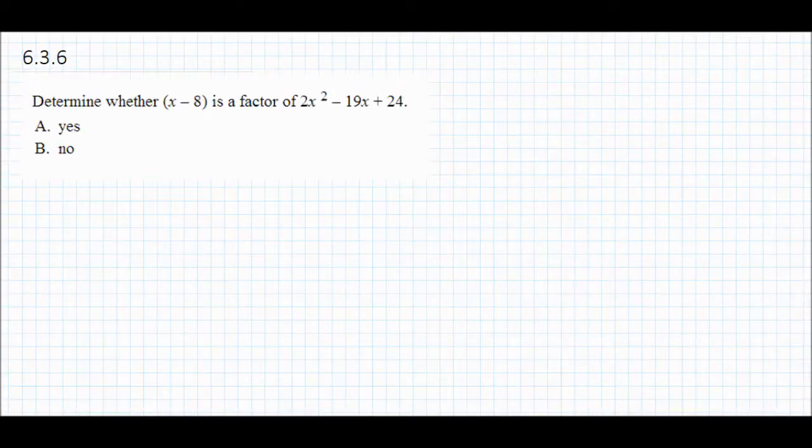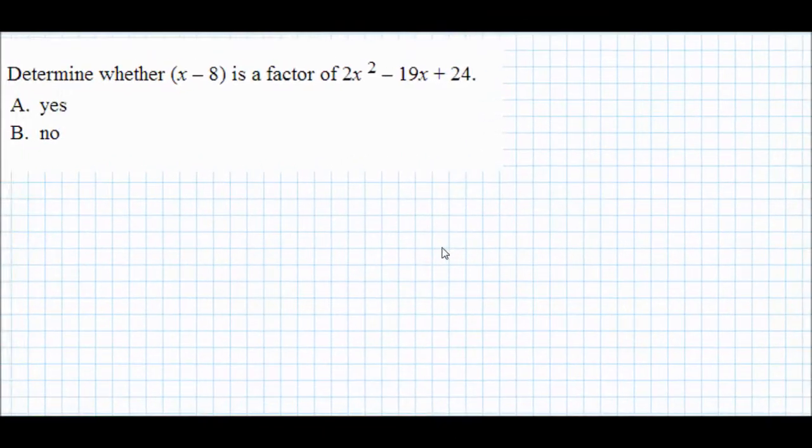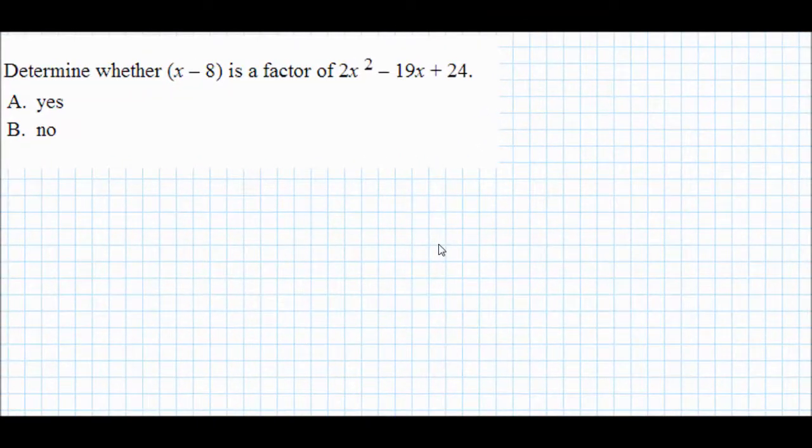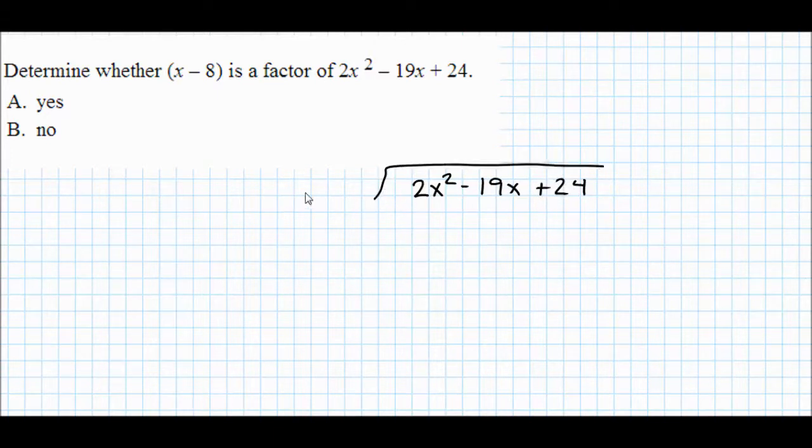Okay, next example. Determine whether x minus 8 is a factor of 2x squared minus 19x plus 24. Remember, this has to divide out perfectly to be a factor. So let's divide it. 2x squared minus 19x plus 24 is our polynomial. Our divisor is x minus 8. To get 2x squared, we have to multiply x by 2x. So 2x times x is 2x squared. 2x times negative 8 is negative 16x.